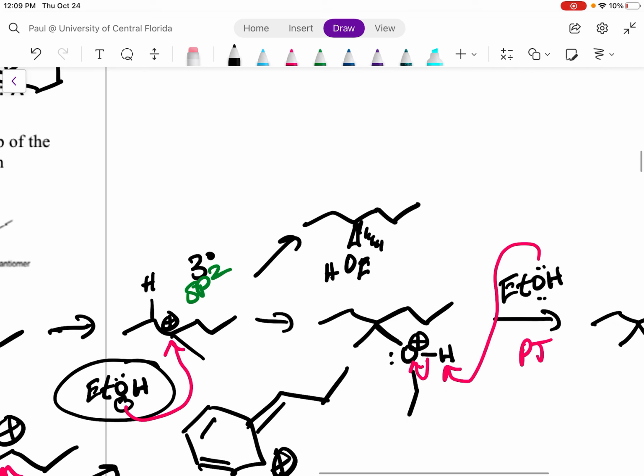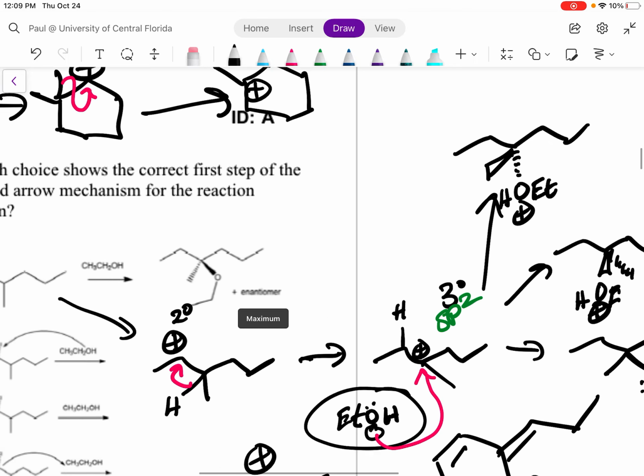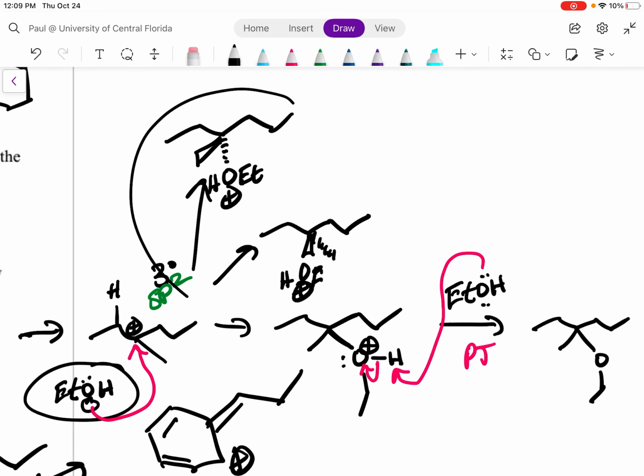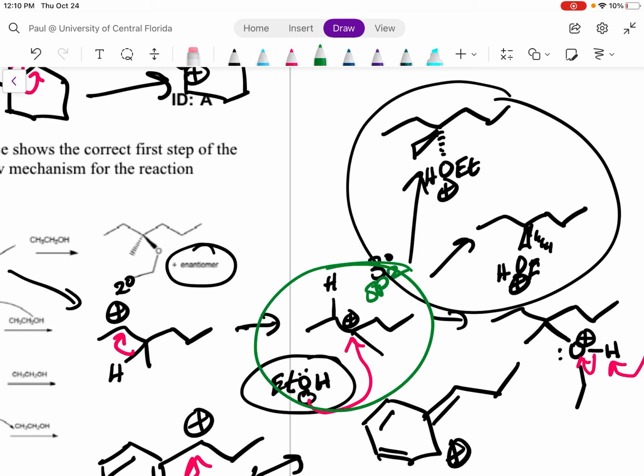Or it could have attacked from the bottom face, which would mean that the approach OH ethanol positive, and then the methyl group would have to be wedged. Okay. Am I missing any carbons? I don't think I am. So right at this point, that's how you're getting the plus enantiomer, because of this part right here.